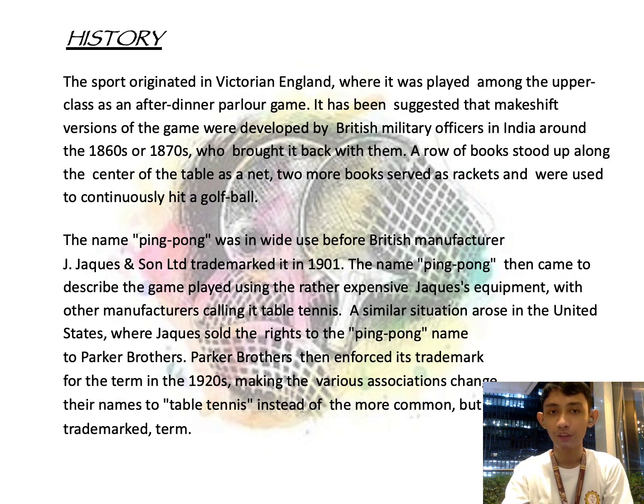History. The sport originated in Victorian England where it was played among the upper class as an after-dinner parlor game. It has been suggested that makeshift versions of the game were developed by British military officers in India around the 1860s or 1870s who brought it back with them. A row of books stood up along the center of the table as a net. Two more books served as rackets and were used to continuously hit a golf ball.